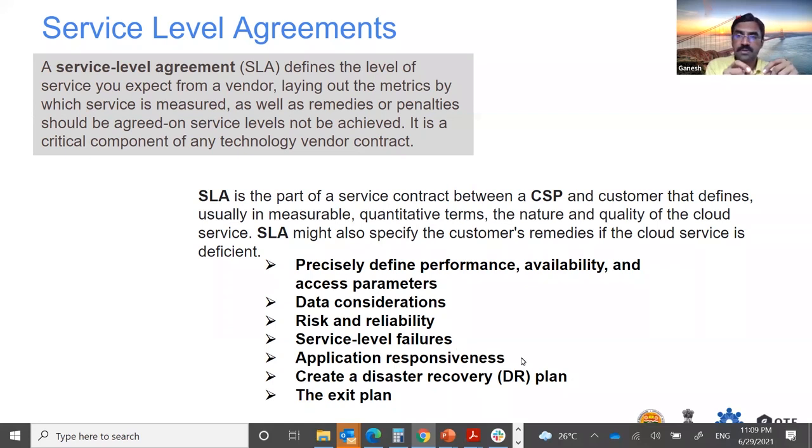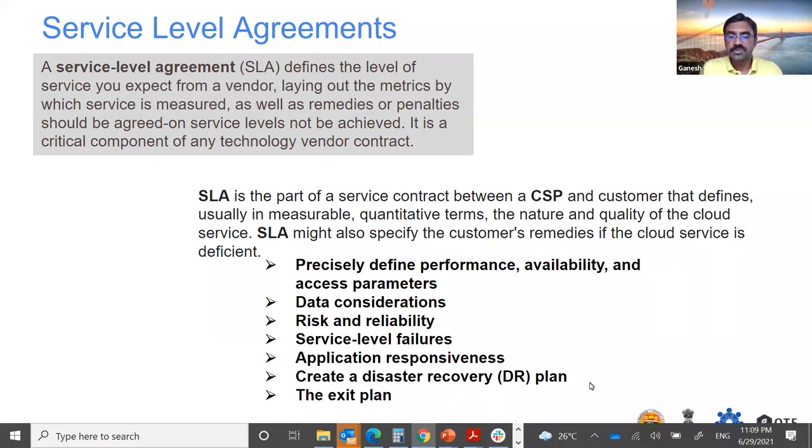Right? If I ping, I should be in a position to get back the response within microseconds or milliseconds. If I start getting it within a minute, that's what the responsiveness is all about. It has to be quick, right? Create a disaster recovery plan.